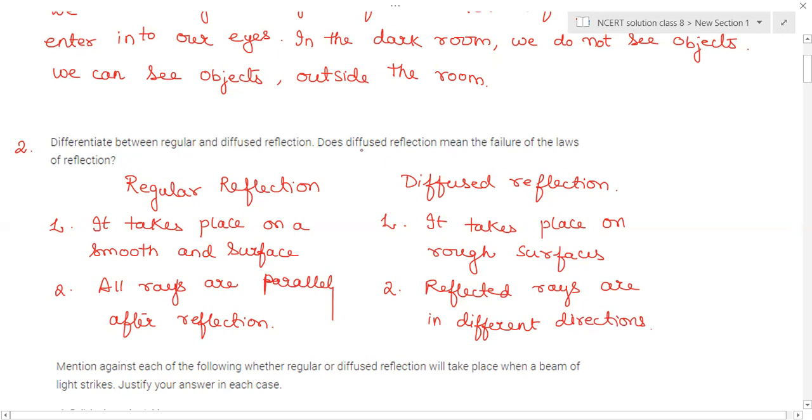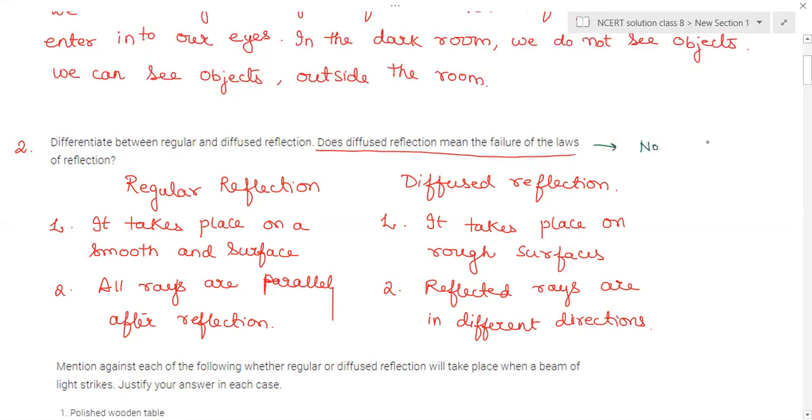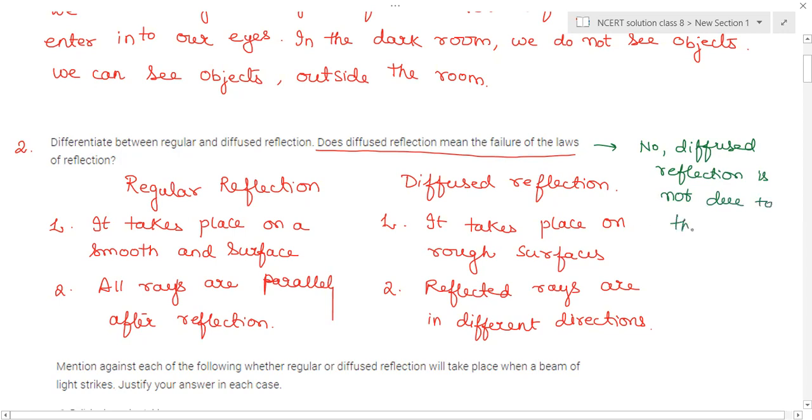Then it has also asked, does diffused reflection mean the failure of law of reflection? So you can mention this. No, diffused reflection is not due to the failure of the laws of reflection.